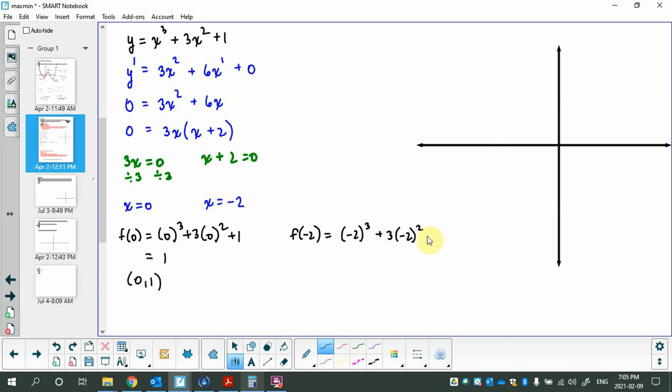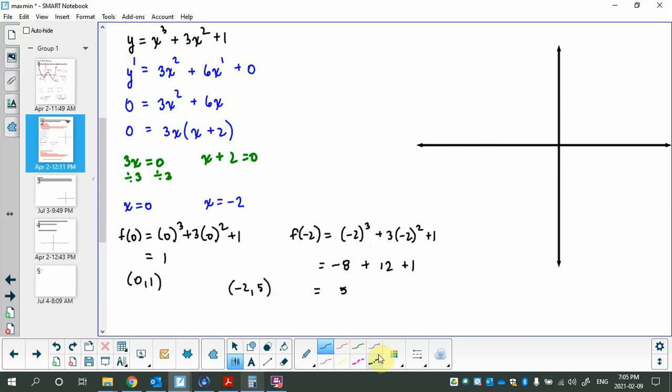And pretending that I'm going to a school that doesn't let you use a calculator, I'm going to try to do as much of this by hand. So -2 cubed is -8. -2 squared is 4 times 3. That's 4 plus 1 is 5. So I have another point at -2, 5.